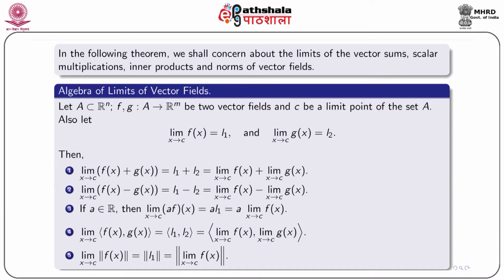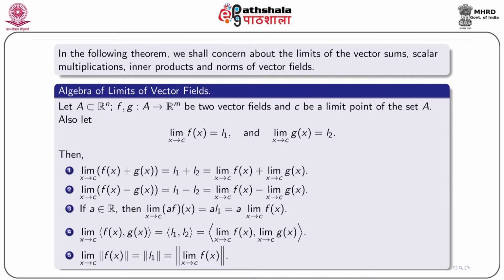Now, if A is a real number, then the limit of the vector field A f as x approaches c also exists, and its value is A times L1, that is A times the limit of f(x) as x approaches c. Also, the limit of the inner product of f(x) and g(x) as x approaches c exists and its value is the inner product of L1 and L2, that is the inner product of the limit of f(x) and the limit of g(x) as x approaches c.